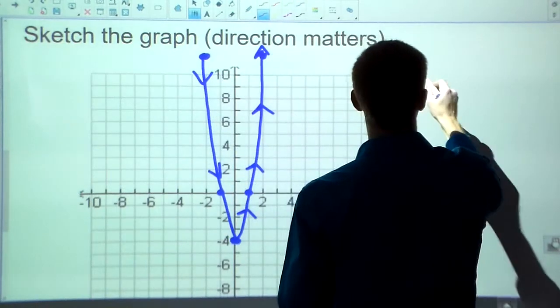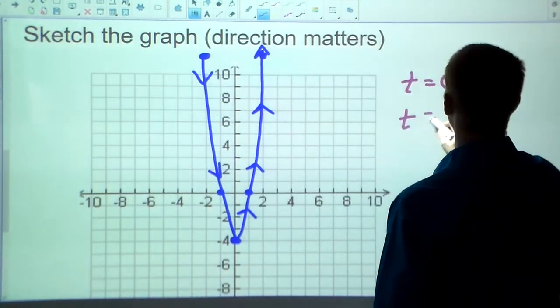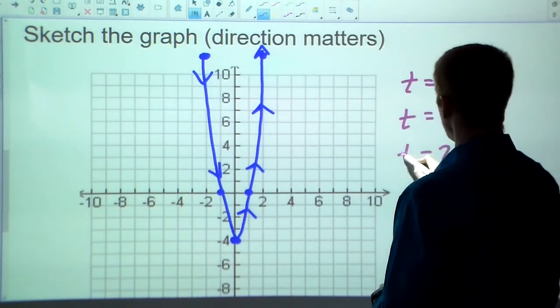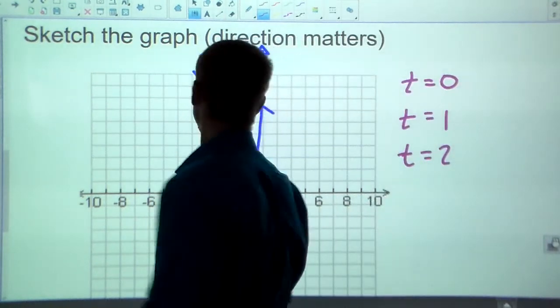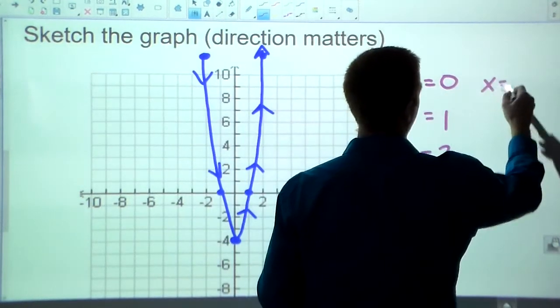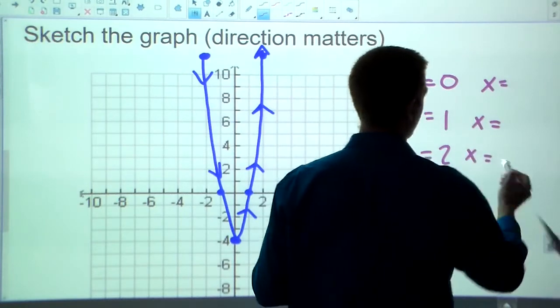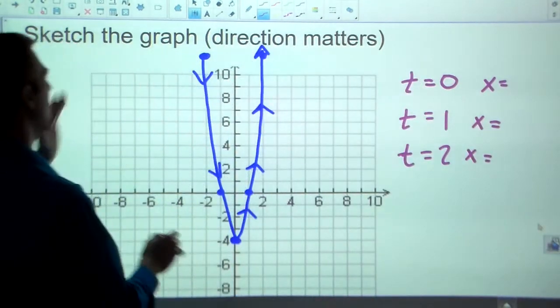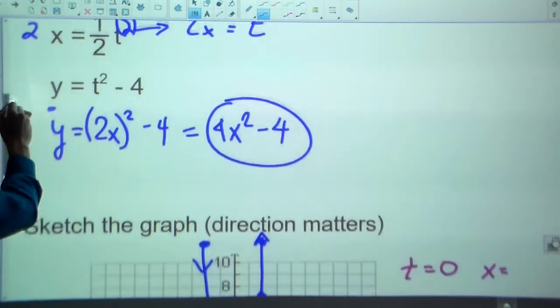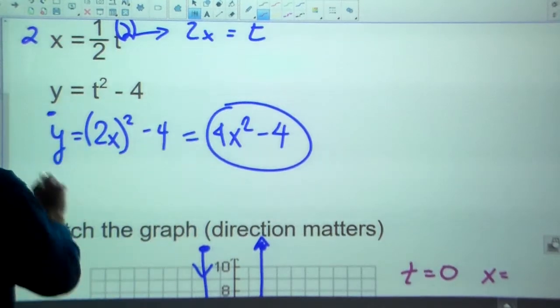Now, how you can check the direction if you're not using the calculator. All you got to do is just pick a few points, and let's just see what happens. 2 is usually enough, but 3 is even safer. And let's just see what x is as we do this. That's really all we've got to do. And I can go back to the parametric part. I don't really need to use the function.